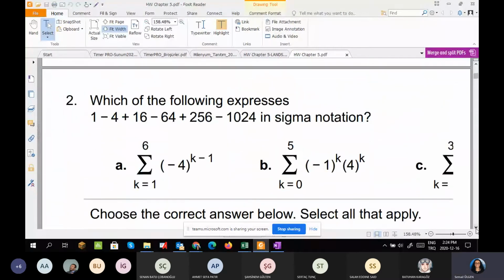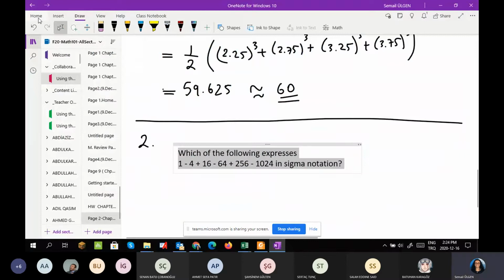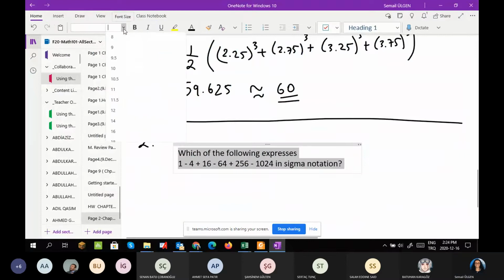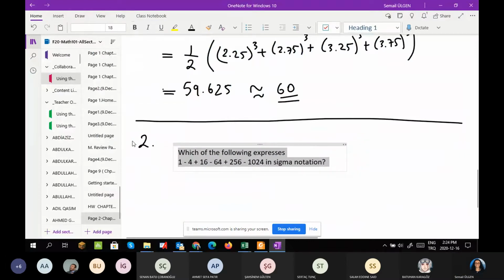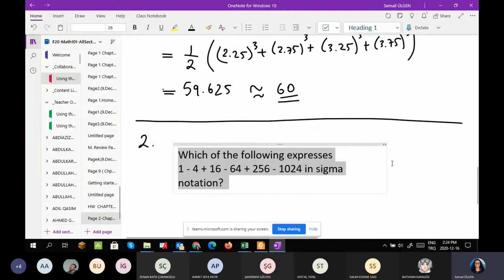Okay. Which of the following expresses this in sigma notation? It says, okay, let's copy paste that and work it out here. Okay, Control V. Okay, and make it a little bit bigger for you. Oh my, this was smaller. Let's go down a little. Maybe 26 is better.